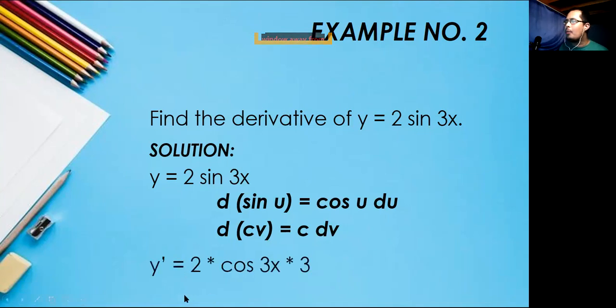In this case, y prime is equal to 2 times cosine of 3x, times the derivative of the angle 3x, which is equal to 3. And therefore, getting its derivative, we just multiply the constants. So that will become 6 cosine of 3x. Let's have another example.